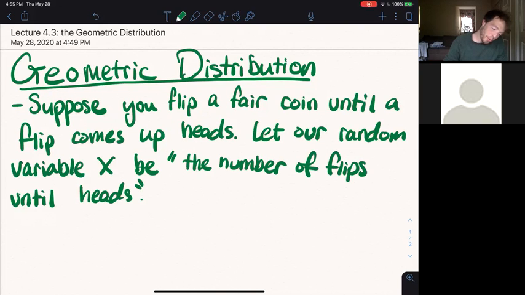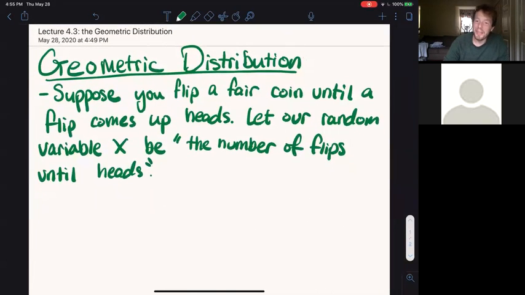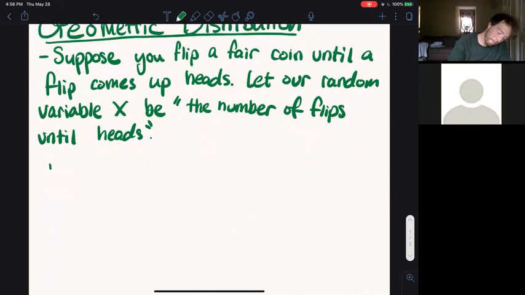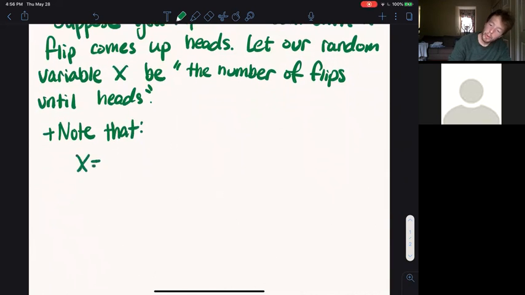So, before I even give you the formula for the distribution, just think about how interesting a probability problem this is. I could flip one coin and immediately get heads, which means the value of X would be 1, or I could flip 50 coins and the first 49 are tails and the 50th is heads, in which case X would be equal to 50. So let me write that out. Note that X equals 1 corresponds to the first flip being heads.